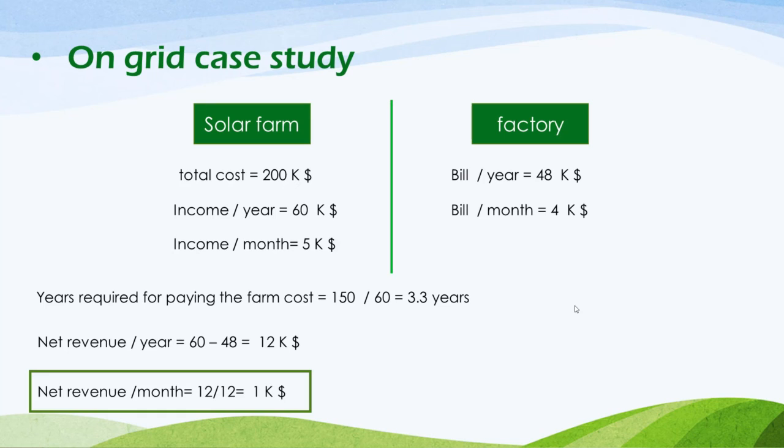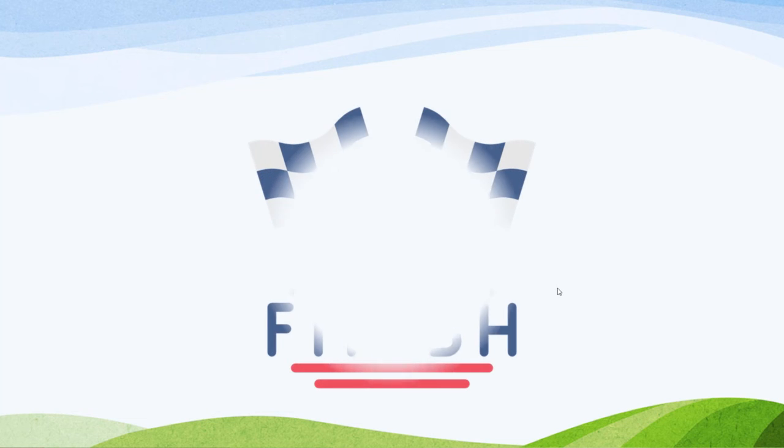So that was about the on-grid economic case study, and that's why solar energy is important from the economic point of view. And in the next tutorial we will see why solar energy is important but from another point of view. And at this point we are finished.